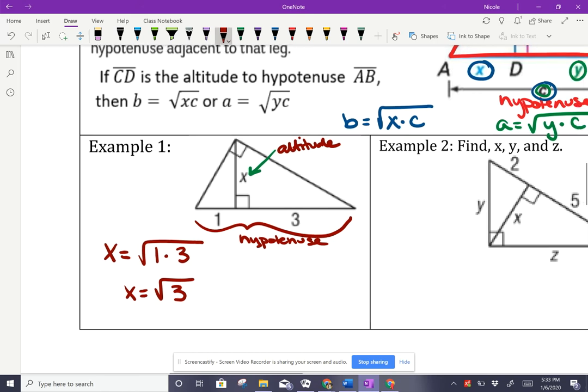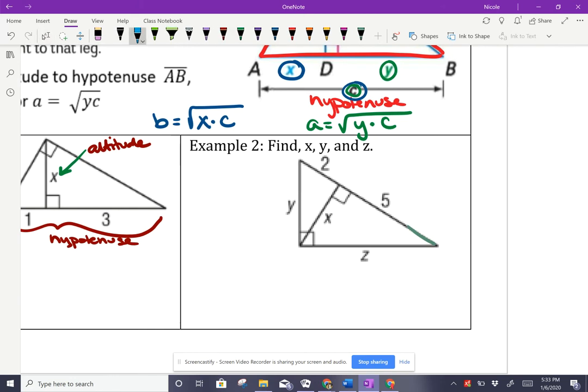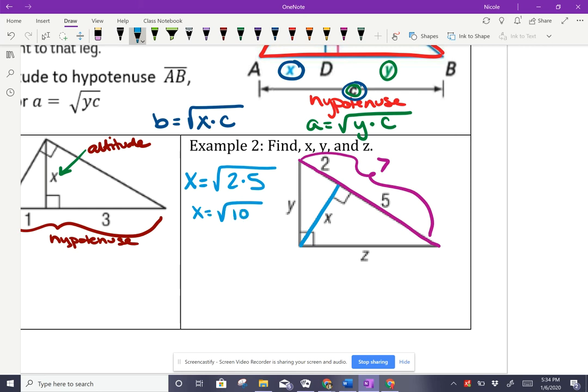Okay, let's look at another example. This one is going to include legs as well as the altitude. So first I'm going to find my altitude, X. I have my hypotenuse, which is this entire length here. If I add that all together, it is 7. But first I want to use the two pieces. So I'm going to say X is equal to the square root of the two pieces, which are 2 and 5. 2 times 5 is 10. We cannot reduce or simplify the square root of 10, so we will leave it as such.